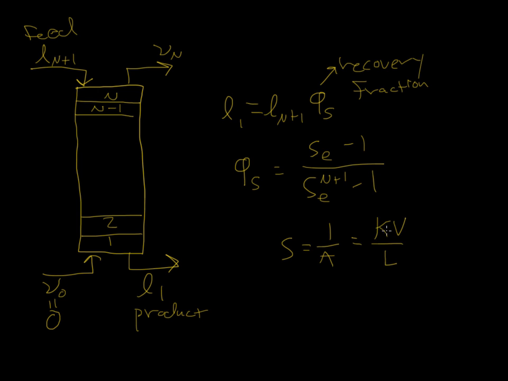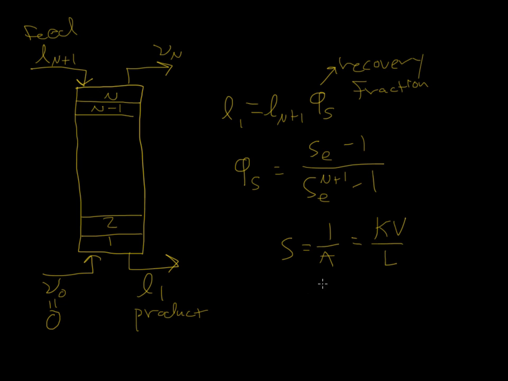All right, so just as having a large value of A favored absorption, having a large value of S will favor stripping. So if we have a large K value, we have a species that prefers to go into the gas phase, which is what we want if we want to pull that species out of the liquid and into the gas.